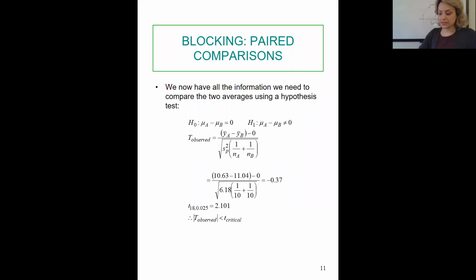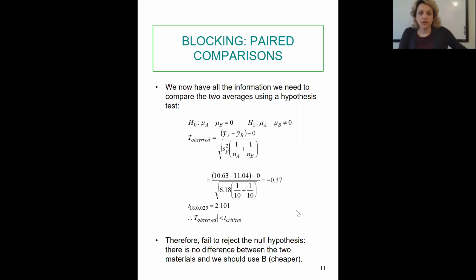Let me go back to the sharing mode. It's here, right? Okay. So the T observed is less than T critical, as I showed you on the board. What we can say is that we fail to reject the null hypothesis. You can see the null hypothesis was here, right? We fail to reject the null hypothesis. There is no difference between the two materials, and we should use B. So far our conclusion is that we should use B, because B was cheaper, right?